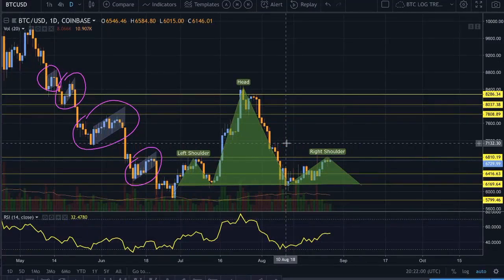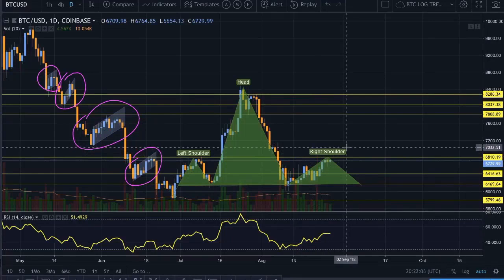What would negate that? Well, 6,800 technically would. I think a level more like 7,000, even 7,100 if we're being very, very loose with it, would potentially negate that.